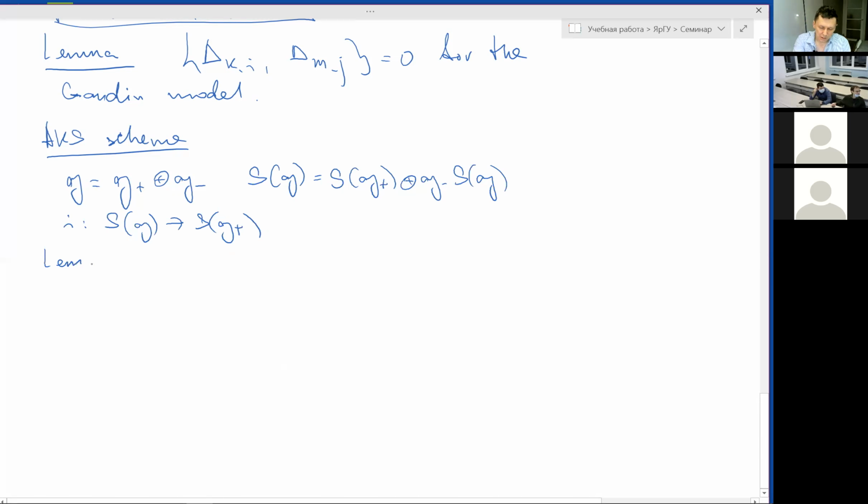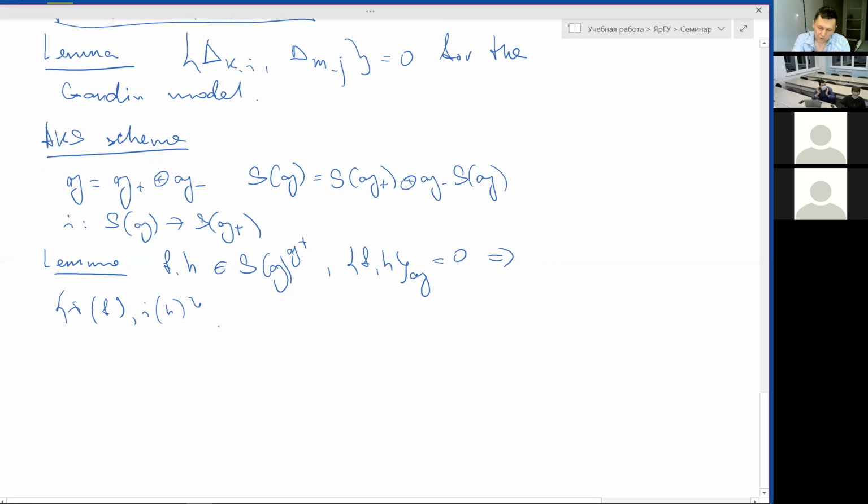Lemma states the following: let f and h be G plus invariant elements of the symmetric algebra of G, and commutative with respect to the standard Poisson structure in G. Then the projections commute with respect to the Poisson structure in G plus.